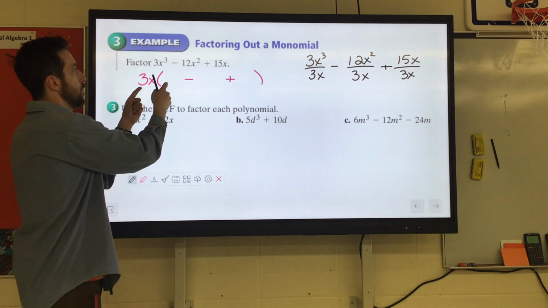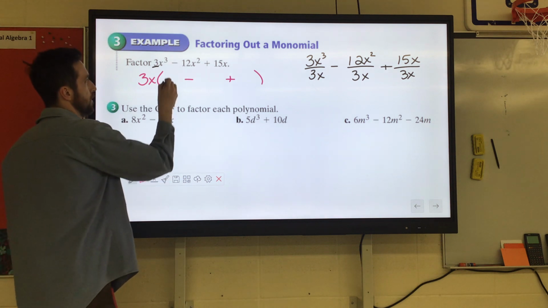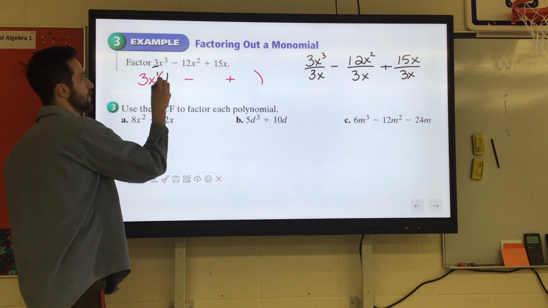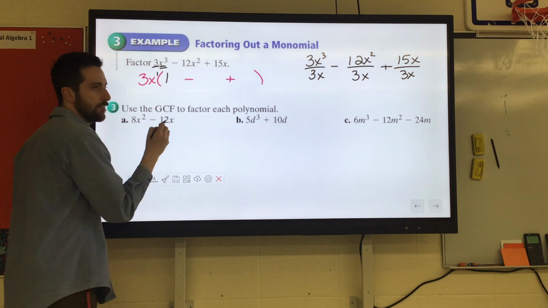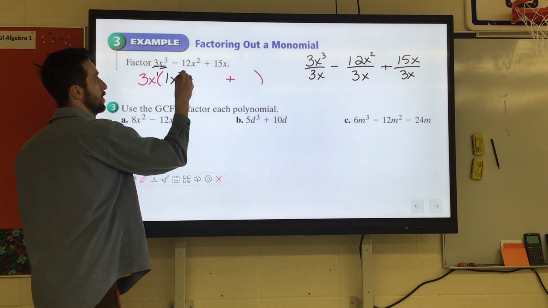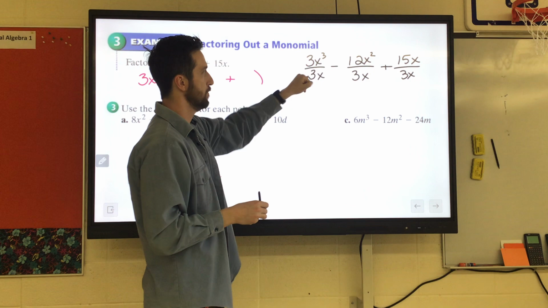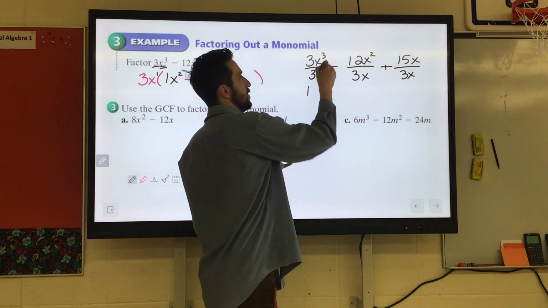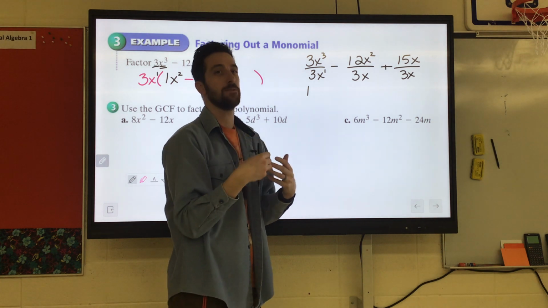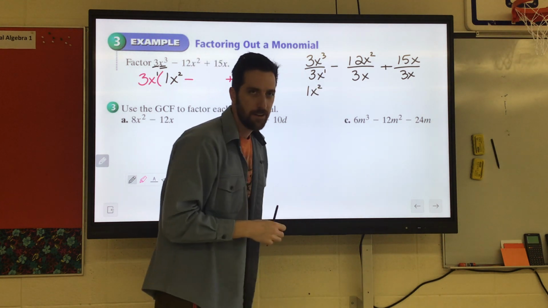3 times what gives me 3? And you're like, 1. Okay, you could write the 1 there. Let's write it for now. I have x to the first. I need x to the third, which means I need 2 more x's. 1x squared. Or if you did it like this, 3 divided by 3 is 1. x to the third divided by x to the first. Our old exponent properties would say we'd subtract those exponents. So you'd get 1x squared that way too.